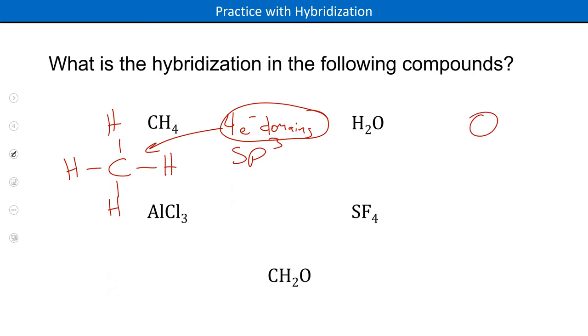How about for H2O? There's our Lewis dot structure, right? Should look familiar. 8 electrons. How many electron domains taking up space? 4, which means we still need to have 4 orbitals overlapped. So despite the fact that it's bent rather than tetrahedral, the molecular geometry can be different, but they're both tetrahedral electron geometries, which means they're both going to be sp3.